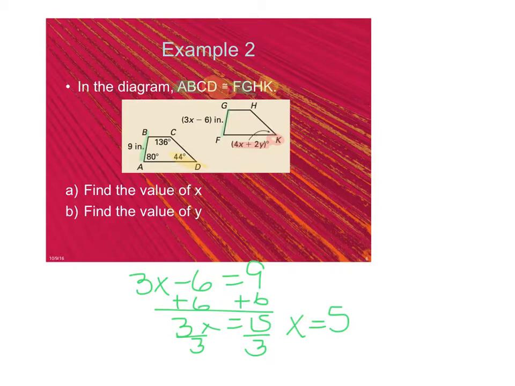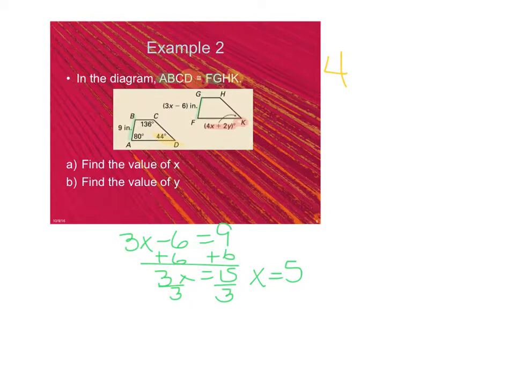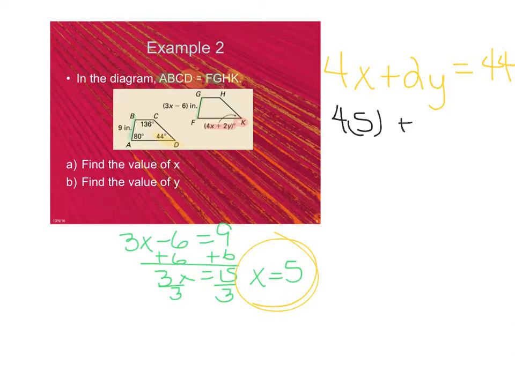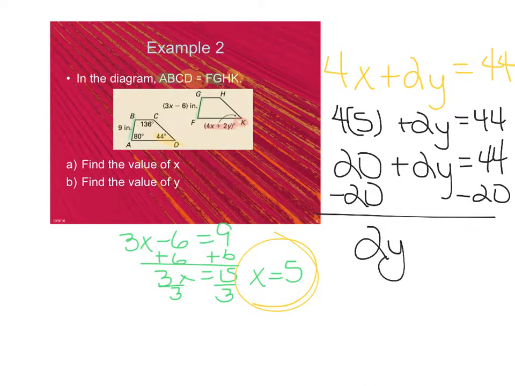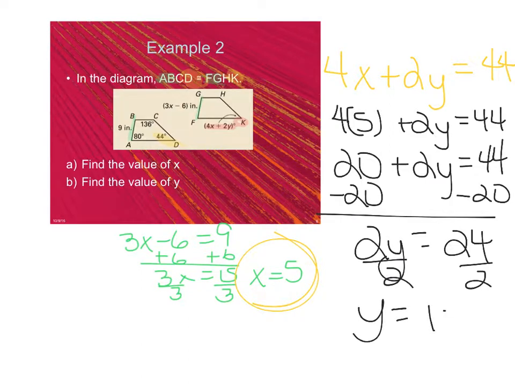So to find the value of Y, I'm going to take my 4X plus 2Y and set it equal to 44. Now notice I have two variables here. But notice again also, I already found the value of X, so I can plug it in. So 4 times 5 plus 2Y equals 44. I'm going to multiply. And now I have a nice two-step equation. Subtract the 20 and then divide by 2. And my value of Y equals 12.